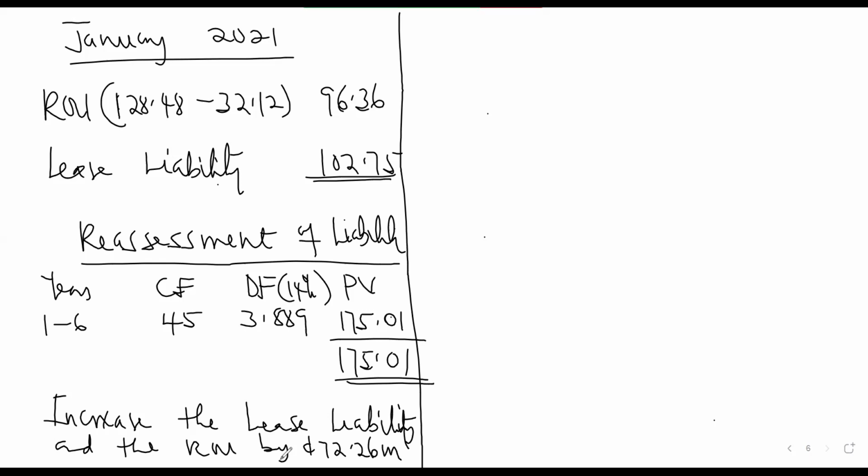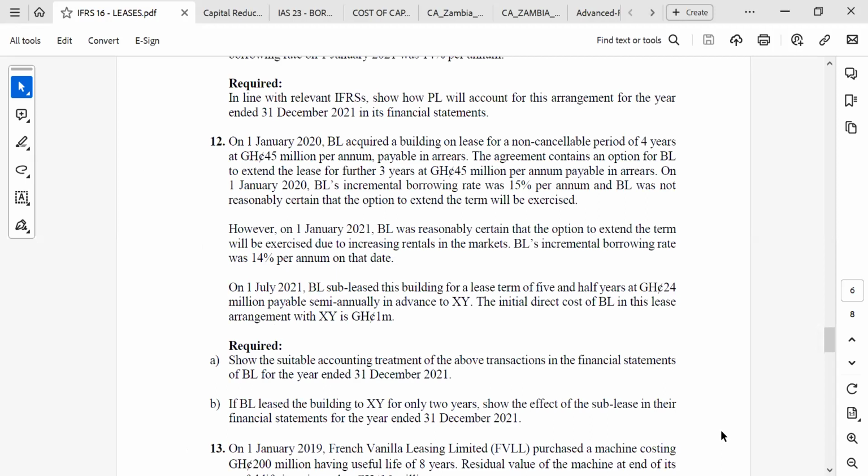Okay, so let's go to the question now. Sir, is it better to write or to pass the journal? You are going to be using the new figures. So the meaning is that you have already added, but you just write: increase the right of use and the lease liability by that amount. Or you can also add. There's no problem with that.